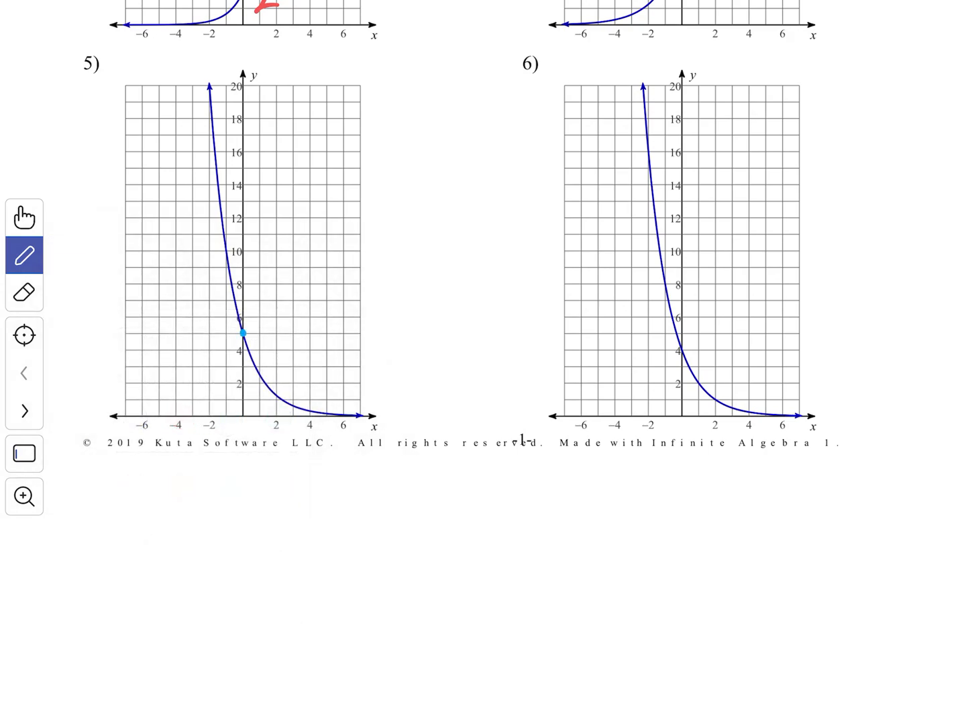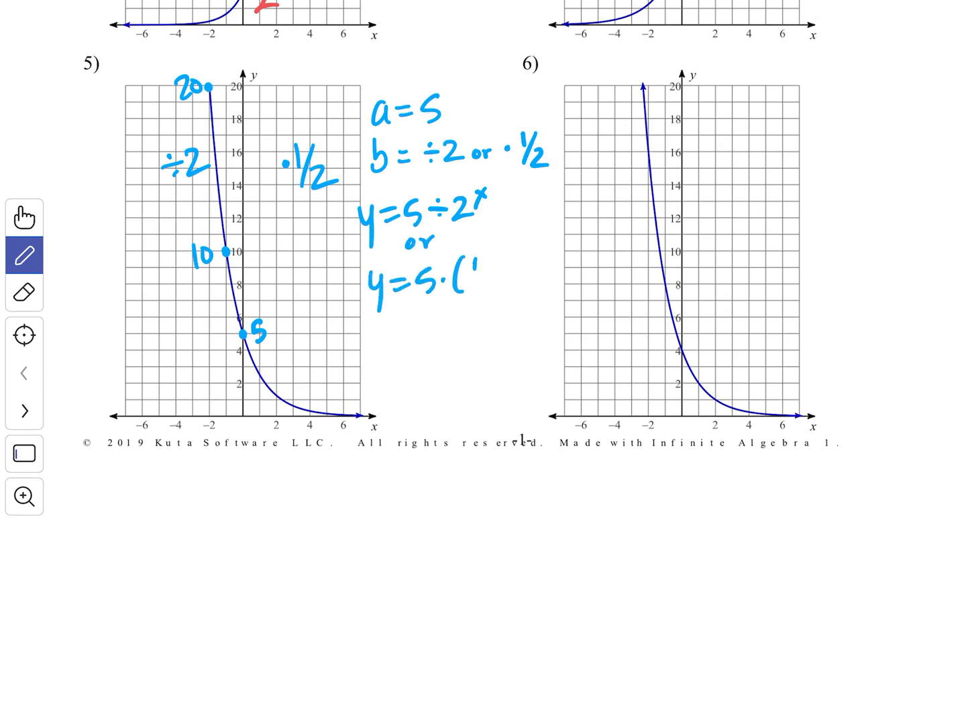Number 5, again, starting at 5. This time it's going down. Okay, and then we go to 10, then to 20. So kind of like number 4, but this time we're dividing by 2 or timesing by a half instead. So we still start at 5, but we're either dividing by 2 or timesing by a half. So y equals 5 divided by 2 to the x, or y equals 5 times 1/2 to the x. And you should get more in the habit of doing it that way.